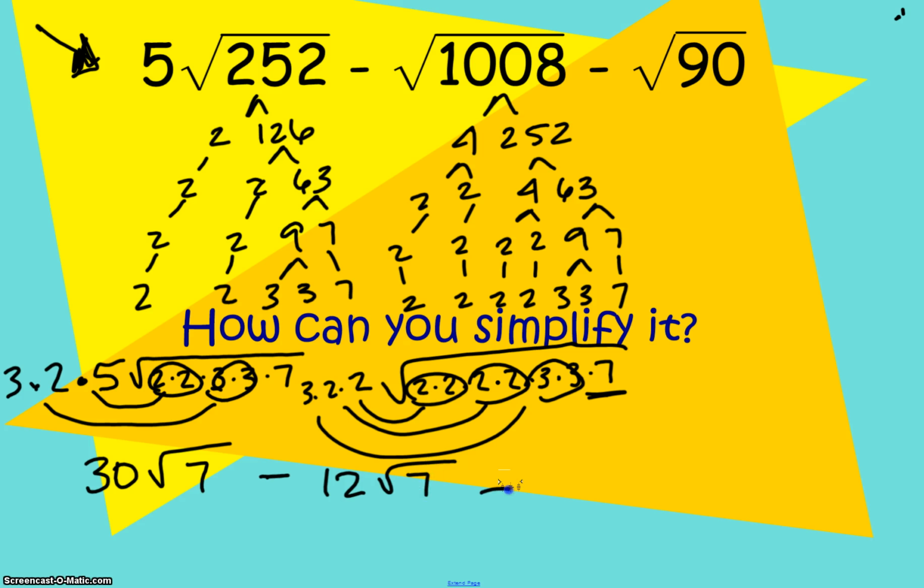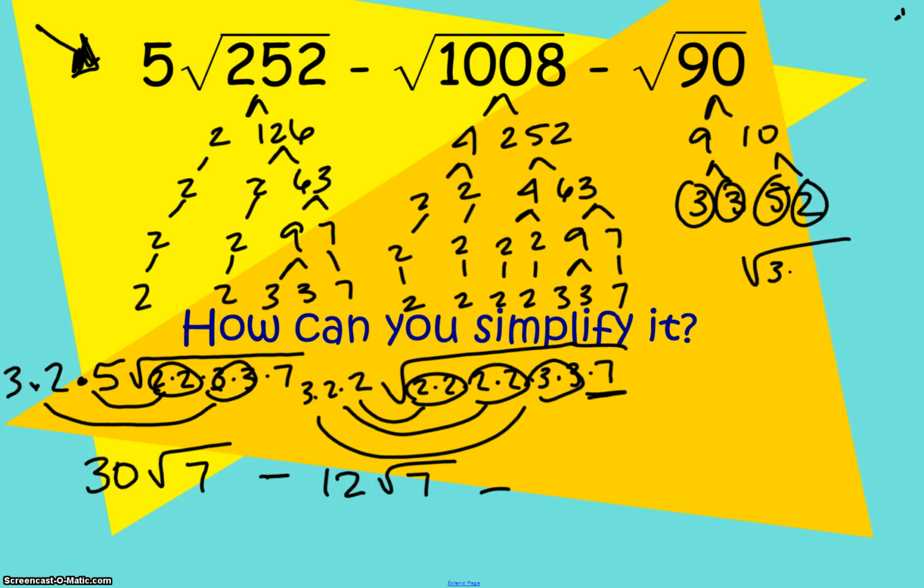And now let's do square root of 90. I have 9 and 10. That leaves me 3 and 3, 5 and 2. And they are all primes. So I have the square root of 3 times 3 times 5 times 2. That's the only set of pairs, so I have 3 square root of 10.